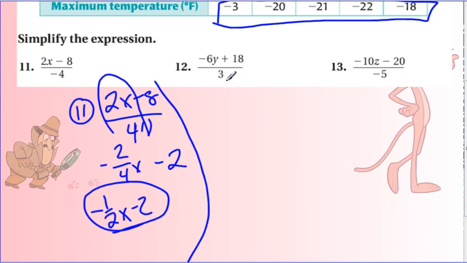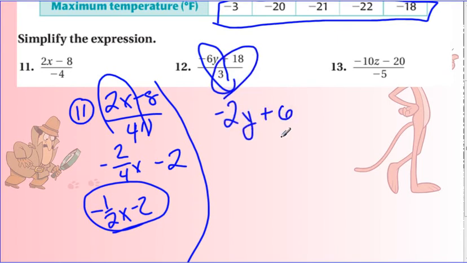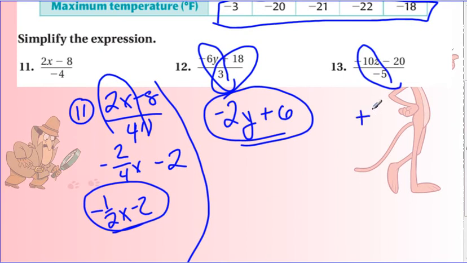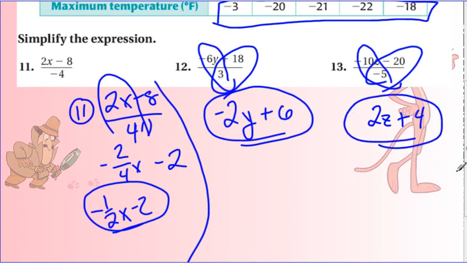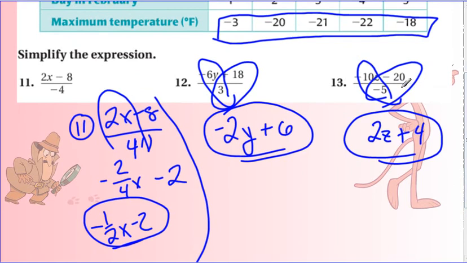Number 12, that gives us a negative 2y. That gives us a positive 6. This gives us a positive 2z. We don't need to write the positive. And this gives us a positive 4. Much easier. I like those problems.